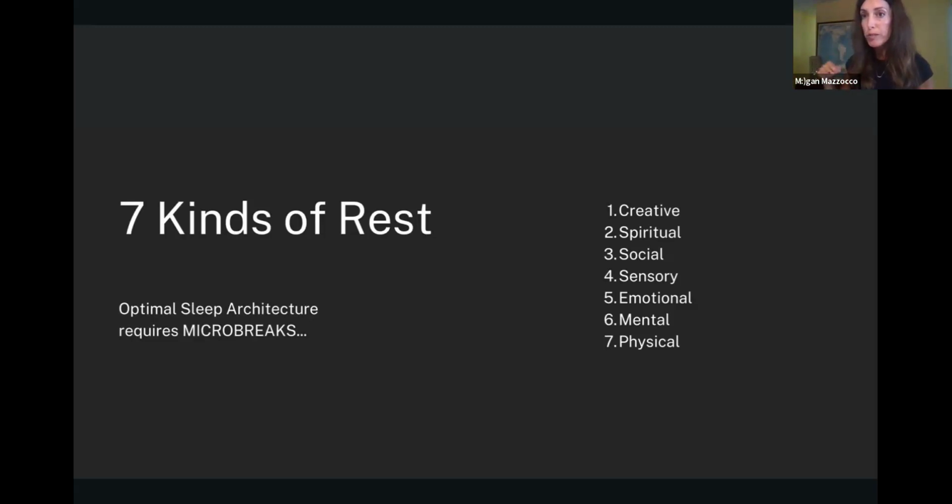Those adult coloring books, like those mandalas, that's a form of creative rest. My wife is always working on one of those. Oh, that's fantastic. And it's not because she wants a career in coloring. It's exactly what you're saying.